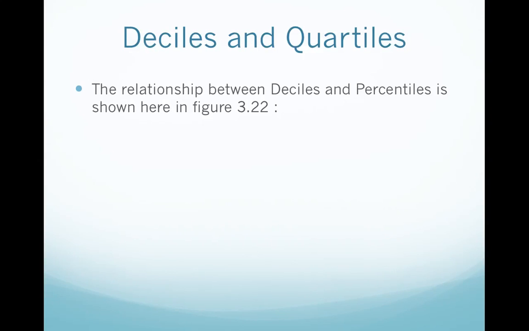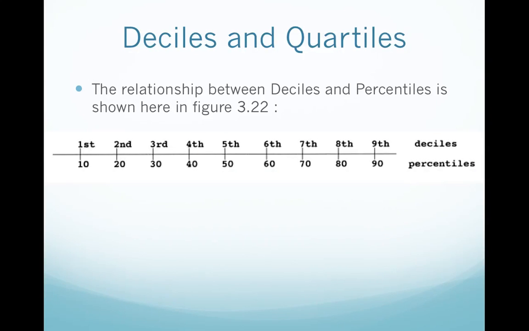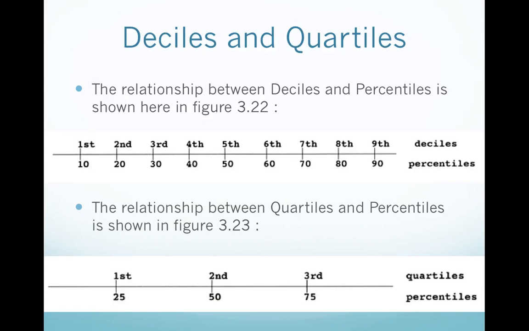Okay, if we look at the relationship between deciles and percentiles, we have this diagram, which should just demonstrate what I had talked about before. And with quartiles and percentiles, we have this diagram. Now, think of all the data values of a distribution listed from smallest to largest. Okay, always from left to right, smallest to largest.